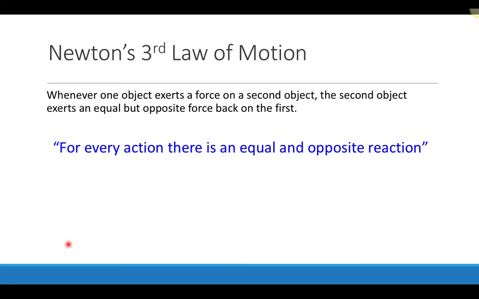So Newton's third law says that whenever one object exerts a force on a second object, that second object exerts an equal but opposite force back on the first. So basically, when objects interact with one another, if object 1 exerts a force on object 2, then object 2 exerts a force equal and opposite back on object 1.